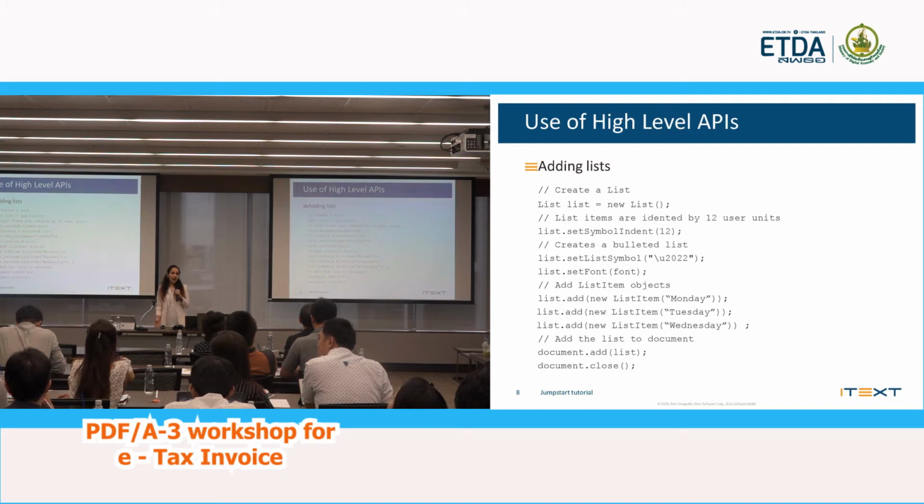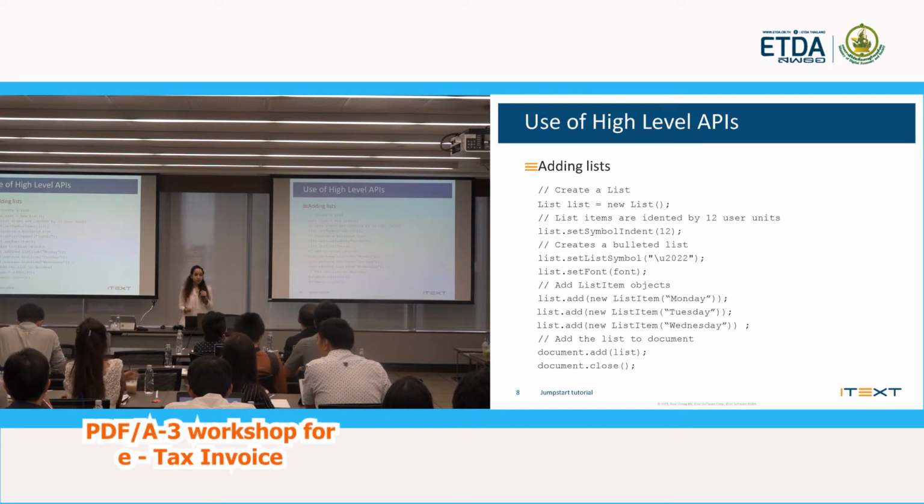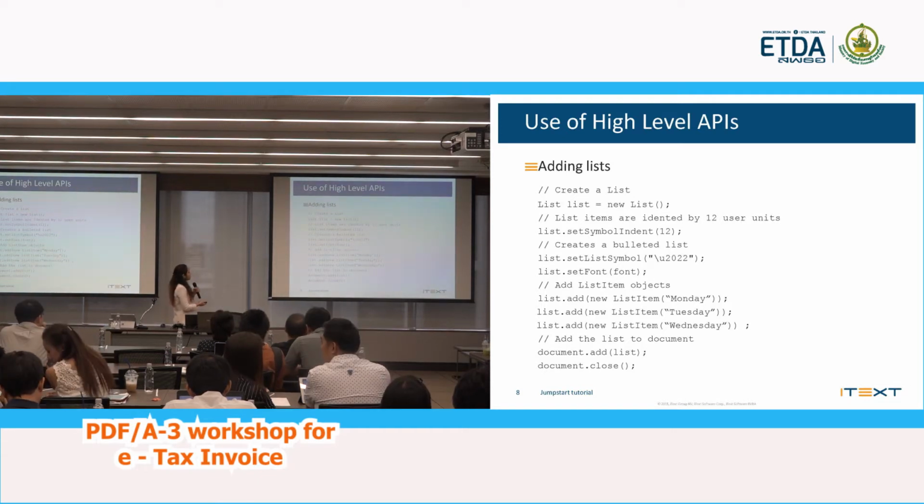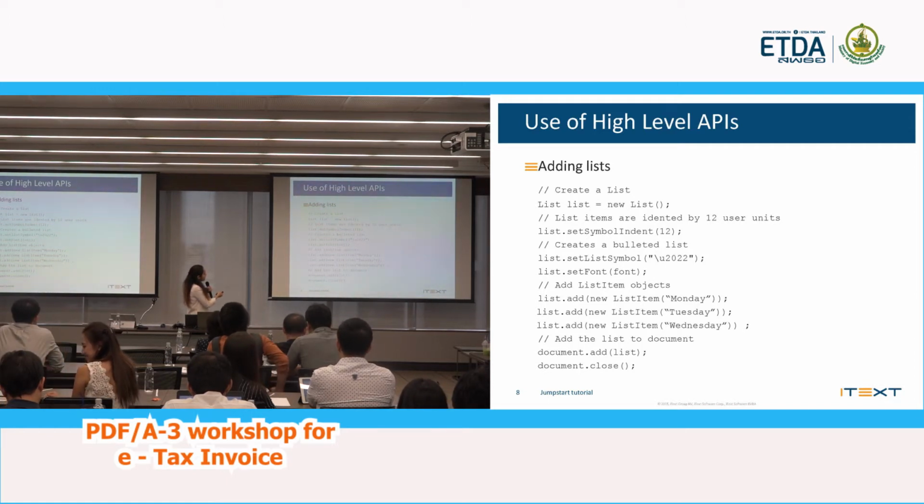So you can also add lists. When you add a list, you can set the list symbol. Like the example that I'm showing here has a bulleted list. I will also open a PDF that I have generated using this code to give you a better idea. Okay, so coming back to adding lists, if you see, I have set the symbol indent, the size, 12 user units. We'll look at a live example also.